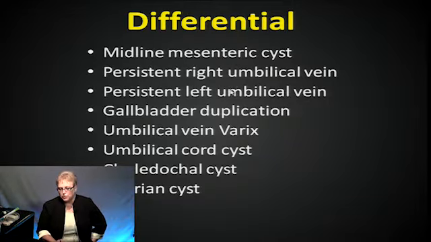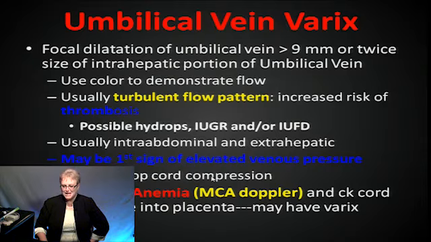It's a little bit low for it to be a persistent right umbilical vein. Gallbladder duplication is not going to have flow in it. Umbilical cord cyst is not going to have flow in it. Choledochal cyst and ovarian cyst are not going to have flow in it. So we've really narrowed down our differential, and most likely it is going to be umbilical vein varix.